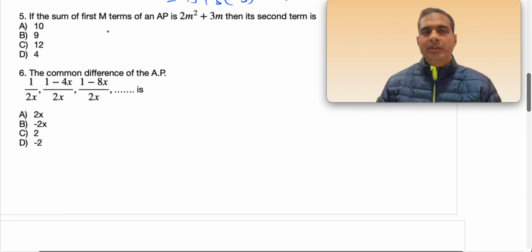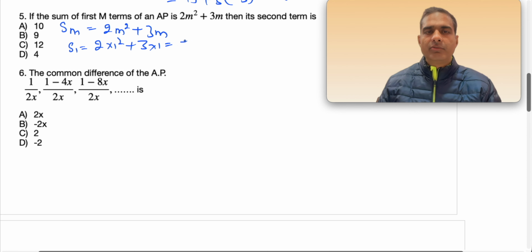So if I denote sum of m terms of the series by Sm, that will be 2m square plus 3m. Now if I substitute m is equal to 1, it will be S1. On the right hand side also I will substitute m is equal to 1, so that will be 2 into 1 square plus 3 into 1, which is 5. So S1, sum of one term, will be only A1, which is 5.